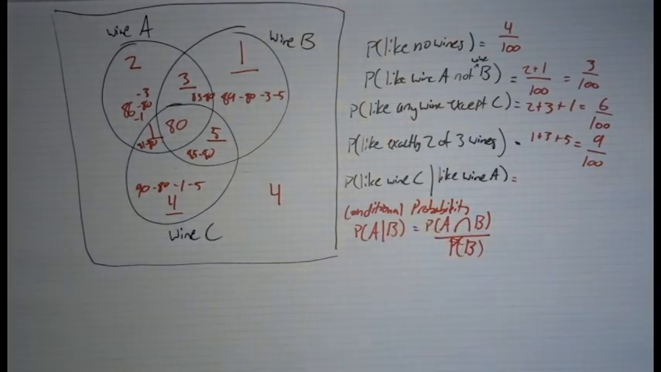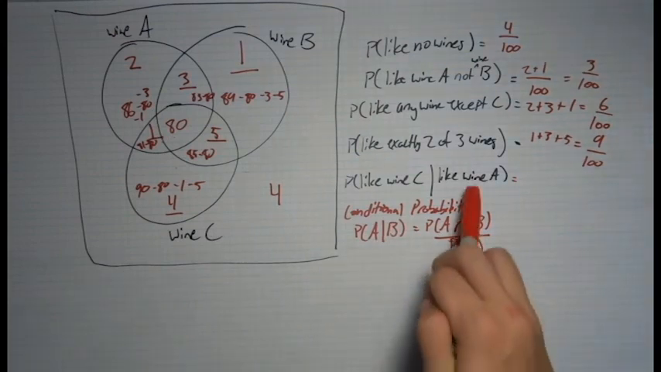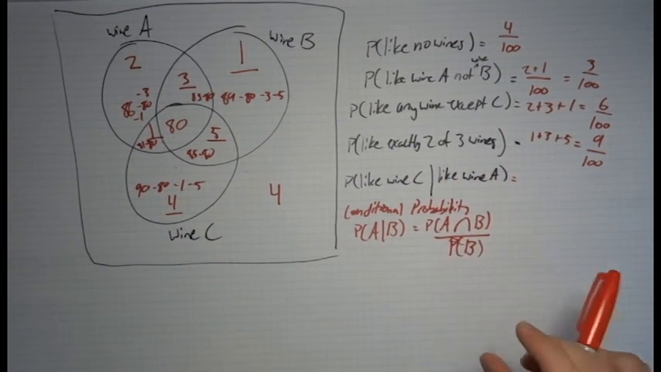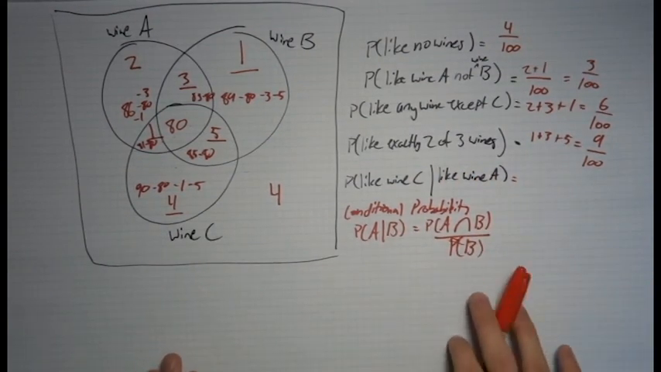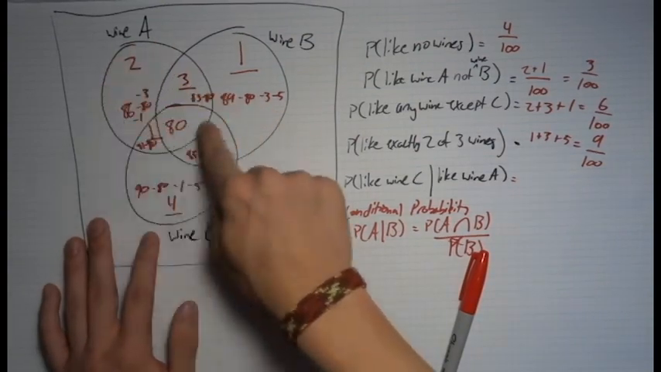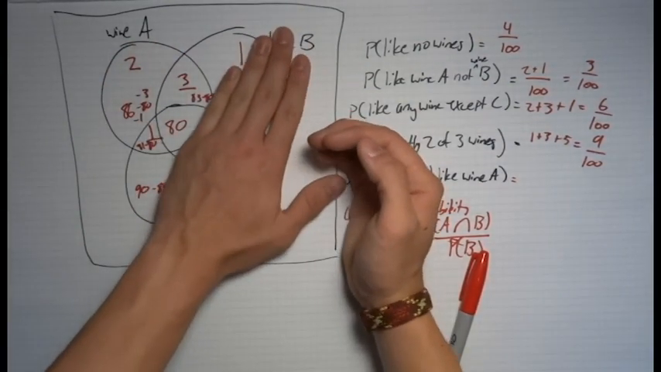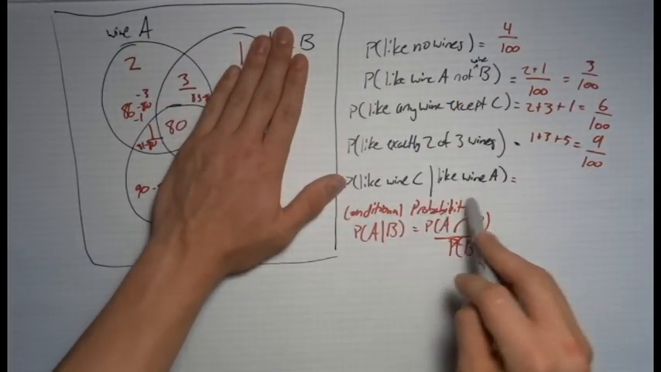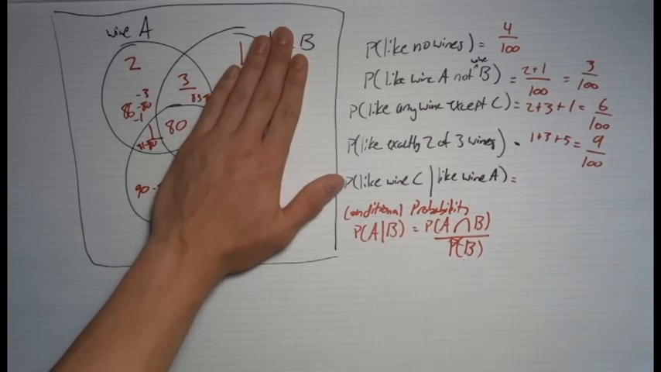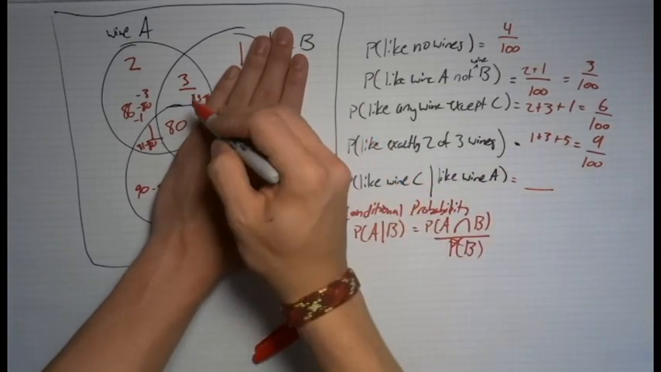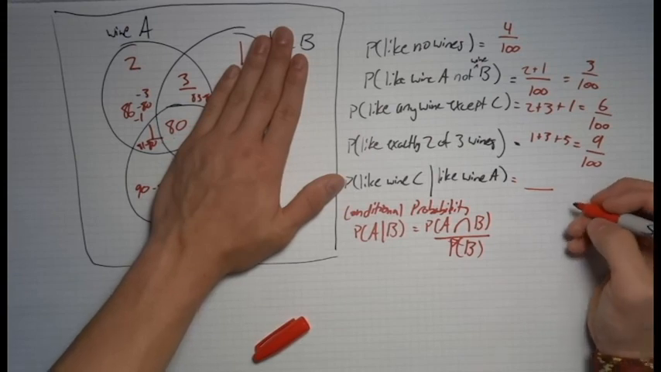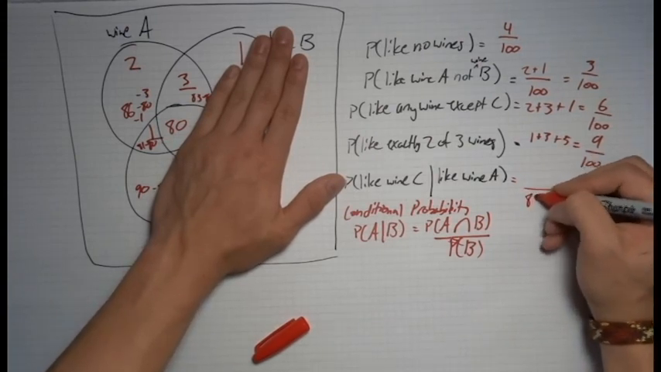Let's work through the wording of the problem. Given that a person likes wine A, that's this given part right here. Given that they like wine A, that means that no matter what, we are picking someone that likes wine A. So any person outside of this wine A circle is just ignored. That leaves us with everyone that likes wine A. That's our denominator. Liking wine A is our event B, so the probability of B is our denominator. So all the people in this circle, 80, 1, 3, and 2, that comes out to 86. So our denominator is 86.